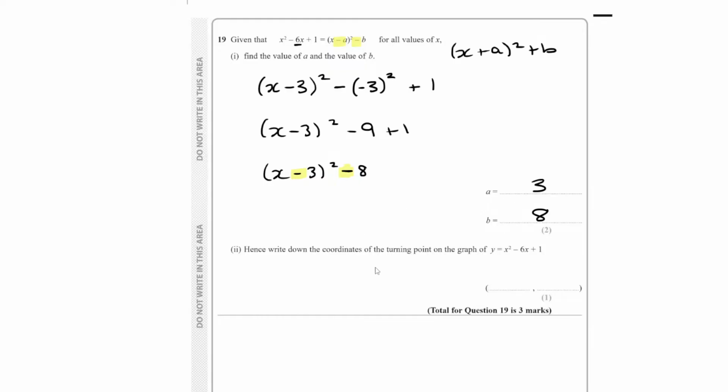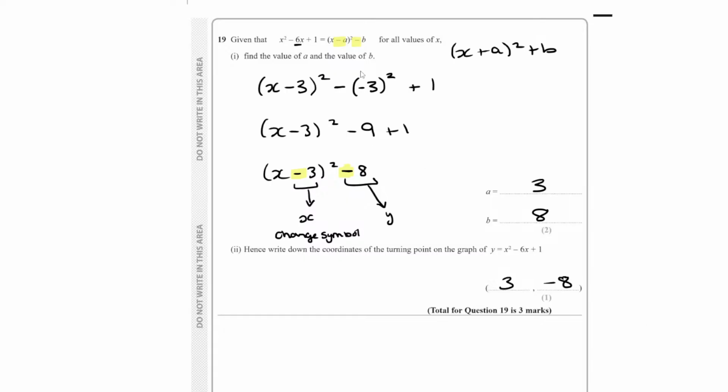Okay, part II, hence write down the coordinates of the turning point of the same graph. So this is really easy. Looking at your completed the square version, obviously those numbers are the coordinates. This one is the x, but you have to change the symbol. Whatever the symbol is, you swap it. So in that case, x would be positive 3. This one is the y. You don't change the symbol, keep it the same. So that would be minus 8.